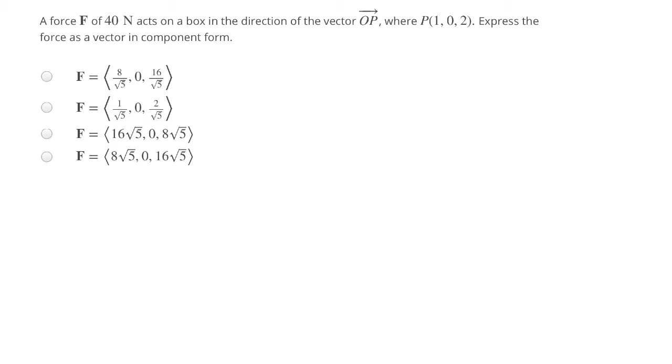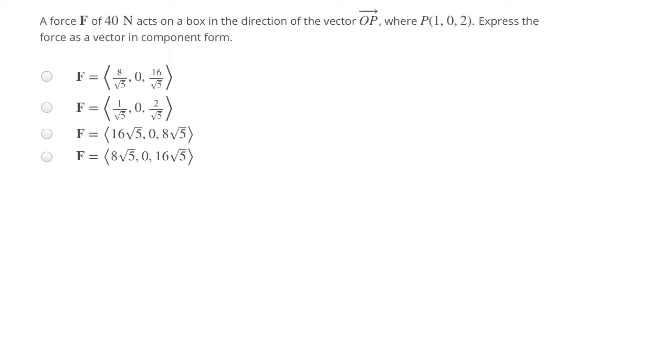What we're given in this problem is that a force of 40 newtons acts on a box in the direction of the vector OP, where P is going to be the point (1, 0, 2). And what we want to do is express the force F as a vector in component form.